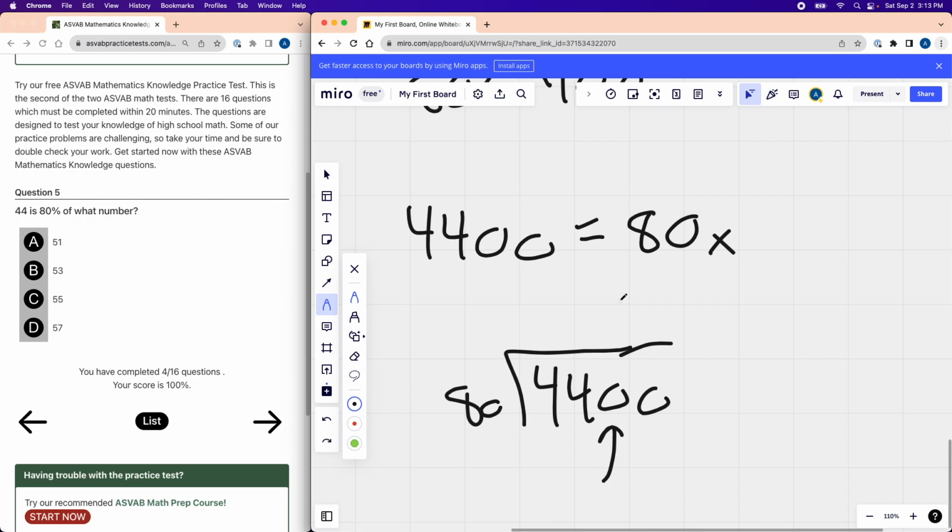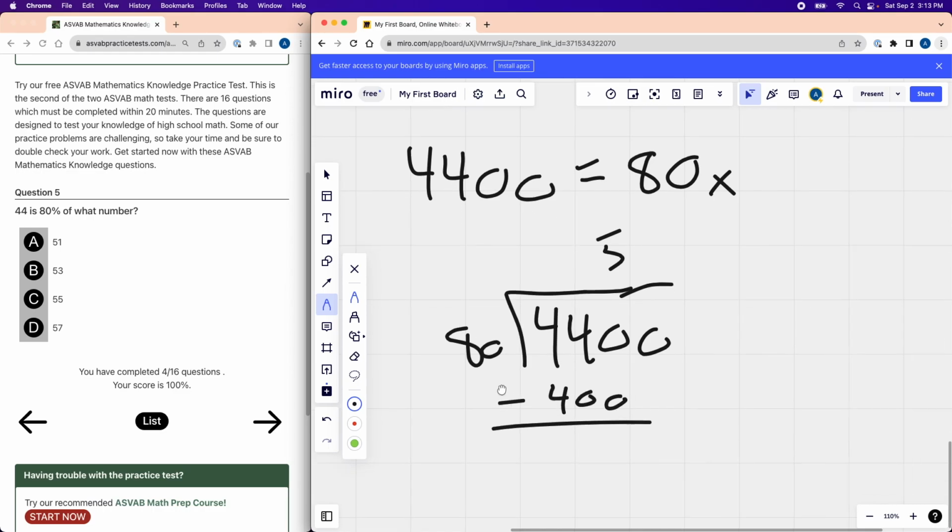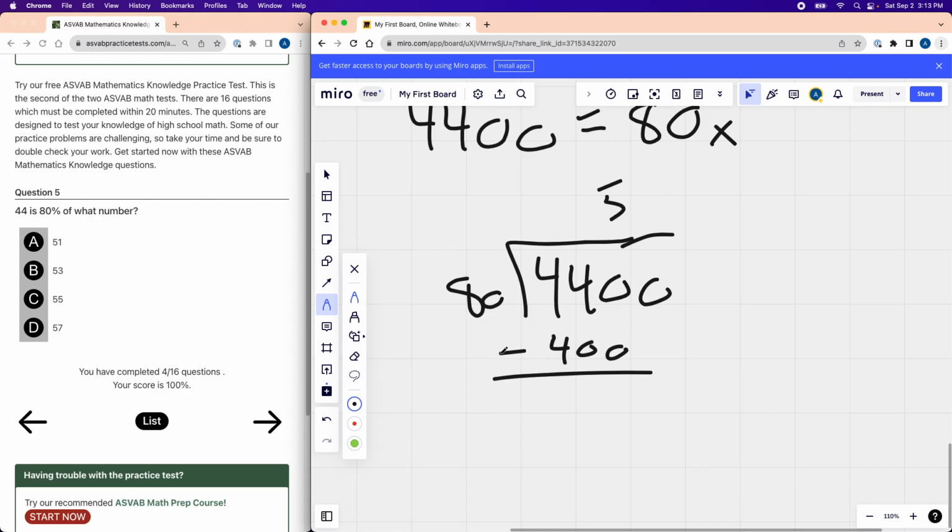Make sure, again, we're keeping it right above the number that we're on here. So 5 times 80 equals 400. And now we subtract these. 440 minus 400 gives us 40. Then we ask again, can 80 go into 40? No, it cannot. So we need to drop that last 0 down.